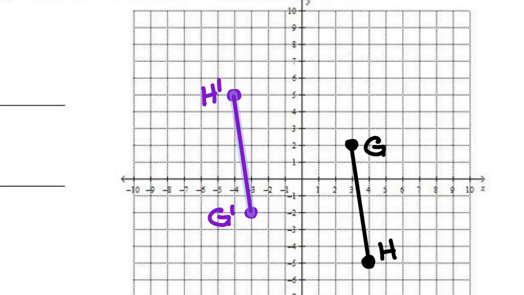Please don't forget to connect the points to make the line segment. If you're not labeling the points or you're not connecting the dots, you are losing points. Like you are losing credit on these questions. You have to do that piece.